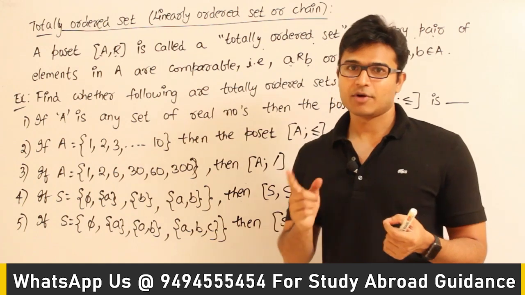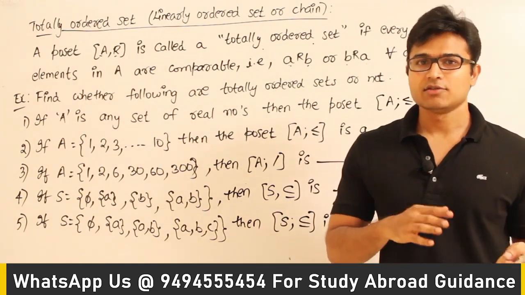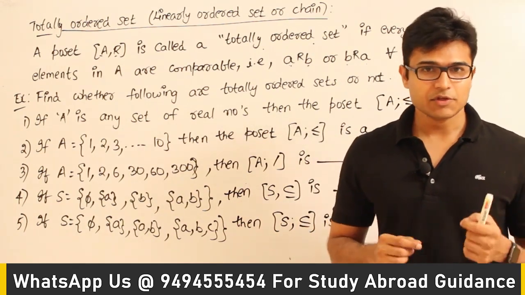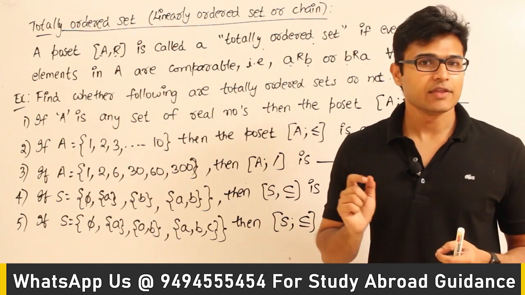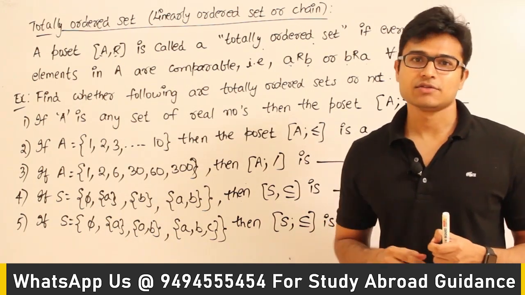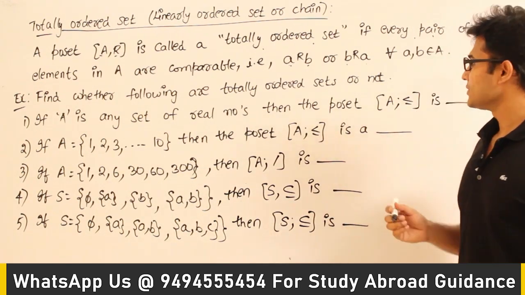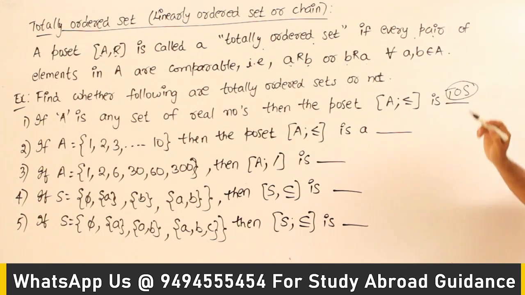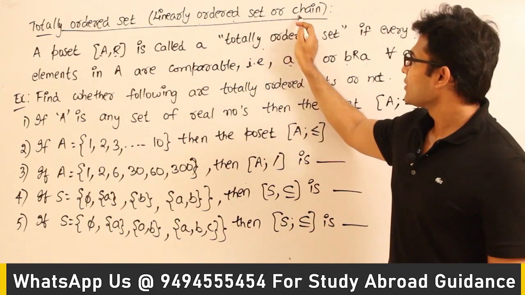If you take 1, 2, then I can say that 1 is less than or equal to 2. If I take, let's say, 4, 2, then I can apply 2 is less than or equal to 4, which means take any two numbers, we can apply the relation between them. Therefore, every two elements are related. That is why we can say that it is a totally ordered set. Now sometimes it is also called a linearly ordered set or chain.